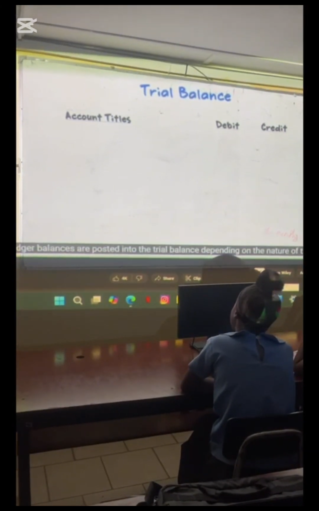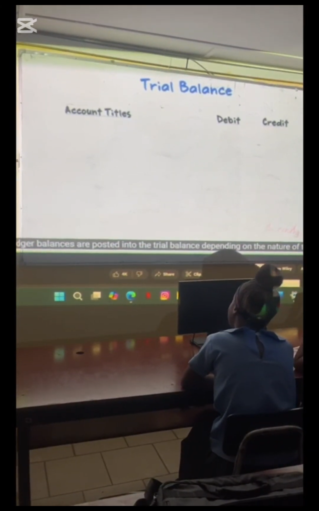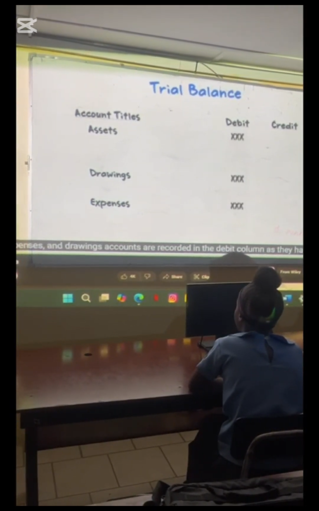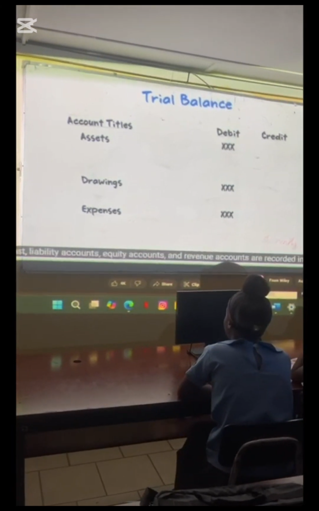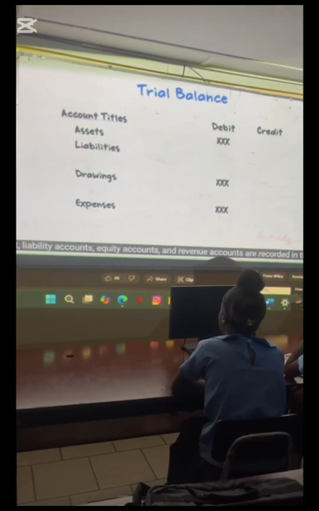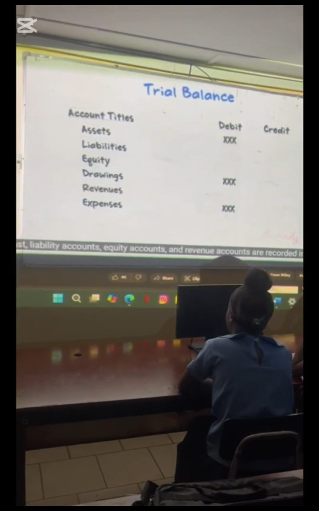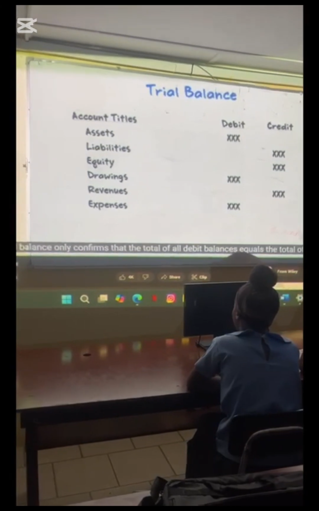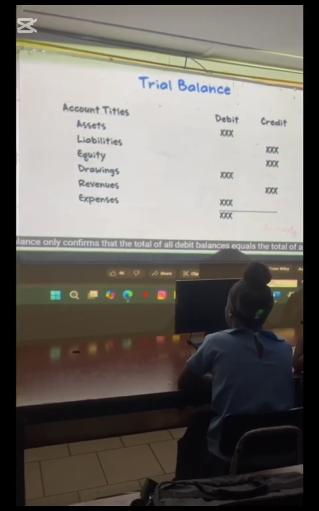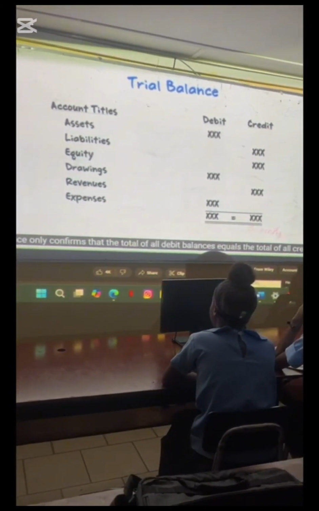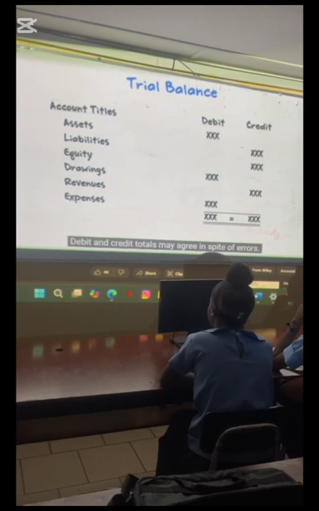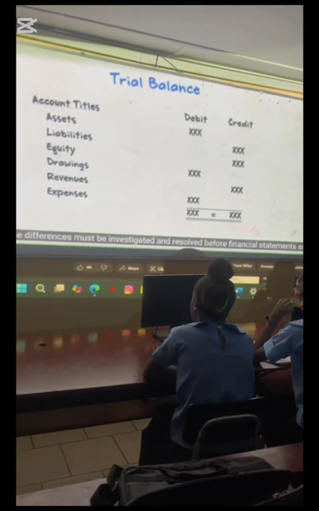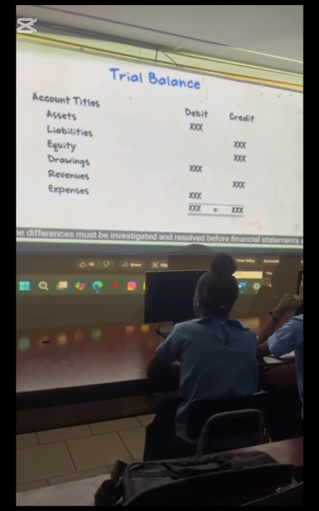Ledger balances are posted into the trial balance depending on the nature of the accounts. Assets, expenses, and drawings accounts are recorded in the debit column as they have a normal debit balance. In contrast, liability accounts, equity accounts, and revenue accounts are recorded in the credit column as they have a normal credit balance. A trial balance only confirms that the total of all debit balances equals the total of all credit balances. Debit and credit totals may agree in spite of errors. If they do not agree, the differences must be investigated and resolved before financial statements are prepared.